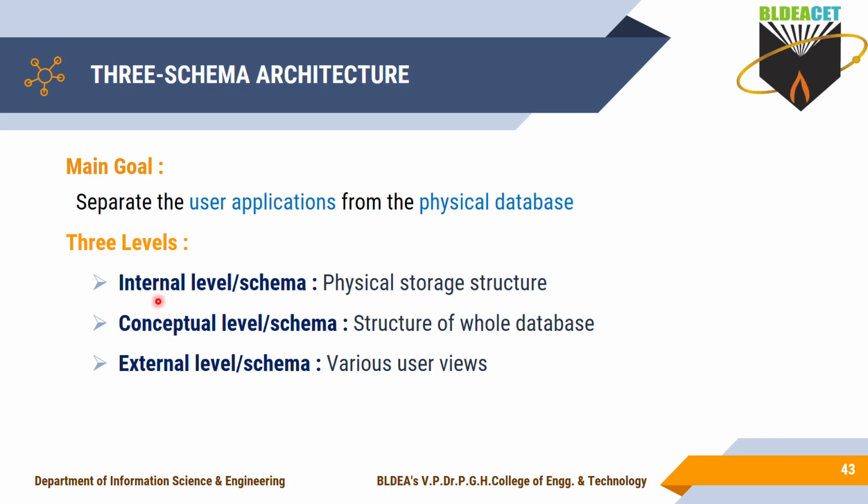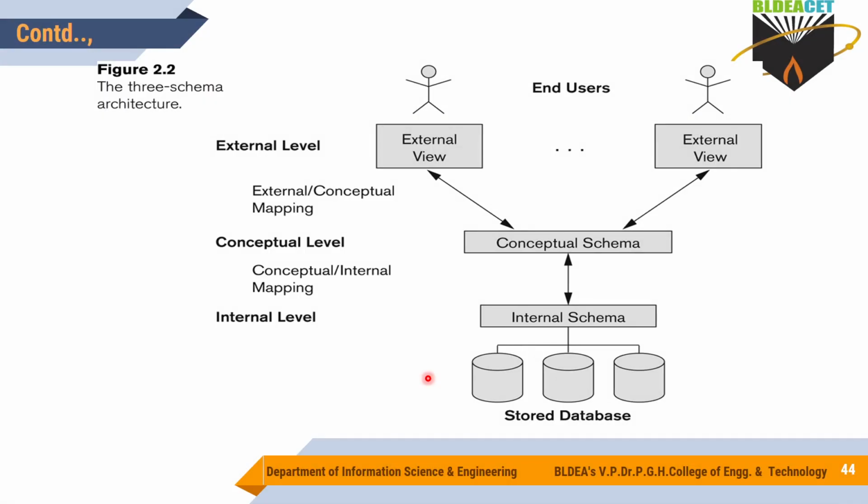The internal level defines the internal schema, which describes the physical storage structure of the database. Next one is conceptual level, it defines the conceptual schema which describes the structure of our database. Next one is external level. It defines the external schema which describes various user views. So whatever data end users want to store or retrieve, they represent that information here in the form of an external view. So that comes under this external level.